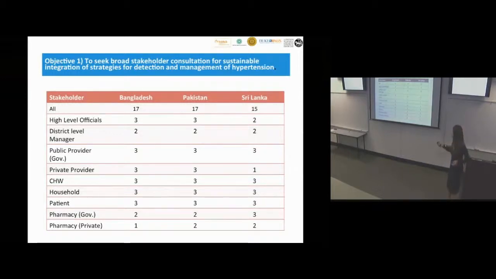Then our other key stakeholders were the district level managers, the private providers, the public providers, community health workers, their family members, patients, and then we also interviewed the pharmacies for availability of supplies. And pretty much the public providers, the private providers, the community health workers.